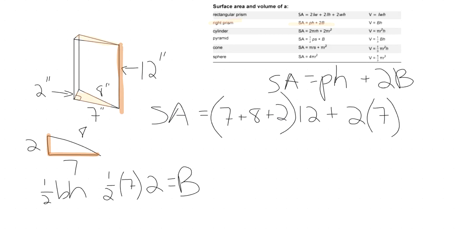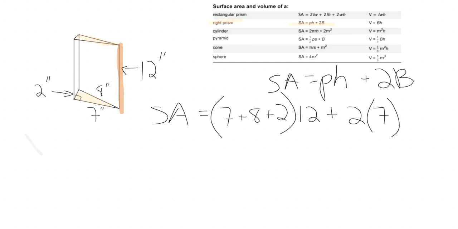Okay, so now I have everything I need to solve this. Go ahead and get this out of the way. All this. And we'll go ahead and solve this. So I'm going to do the 7 plus 8 plus 2 first because it's in parentheses, and I'm just adding those things and not doing anything else. You hit enter and you get 17.